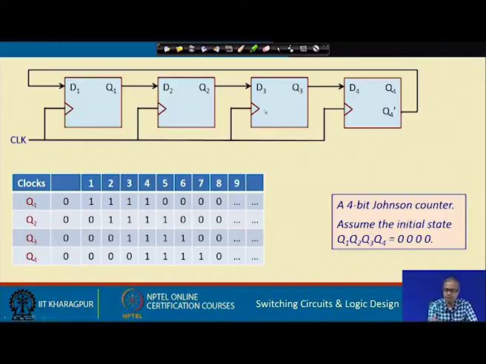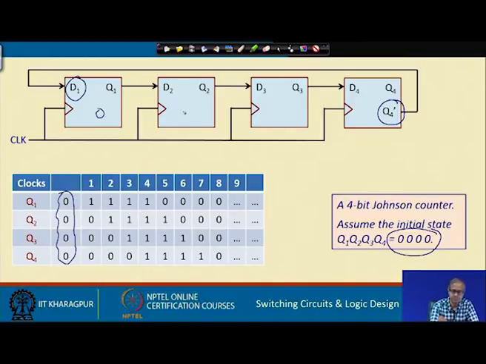Let us take a 4 bit Johnson counter as I have shown here. There are 4 flip flops. As you can see, I have connected the Q bar of the last flip flop to the D input of the first flip flop, and I am showing in the sequence of time the clock pulses what is happening, and I am assuming that the initial state is all 0. So, in this table, initially the outputs are all zeros. So, 0 0 0 0.